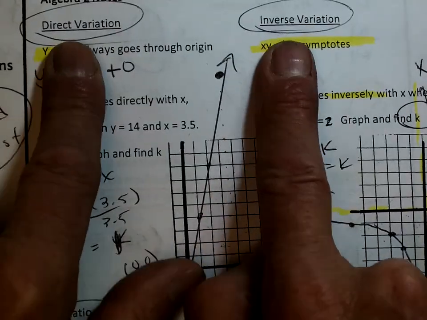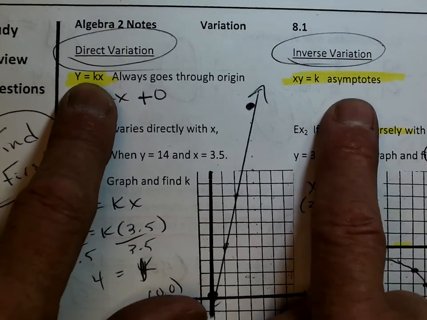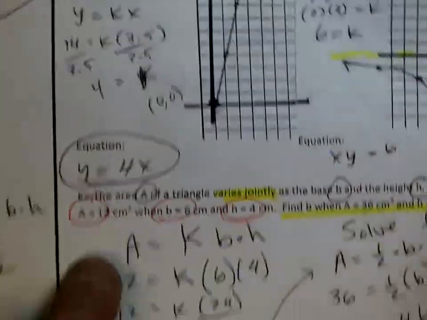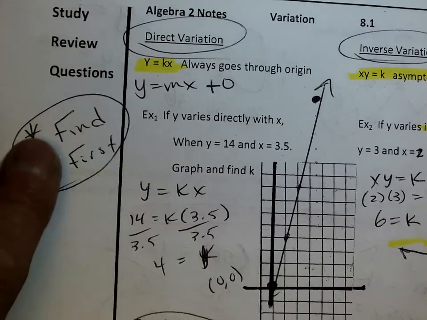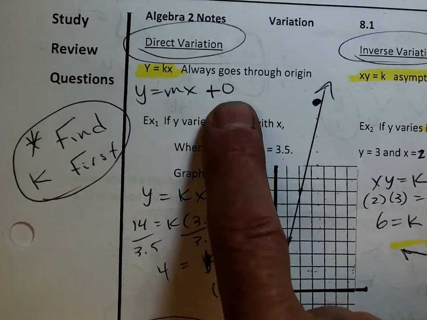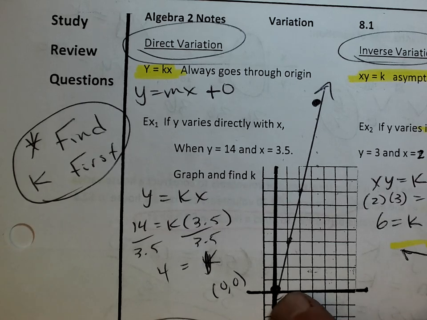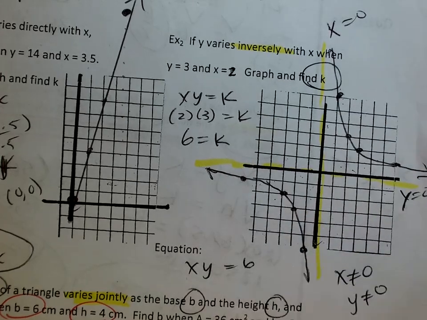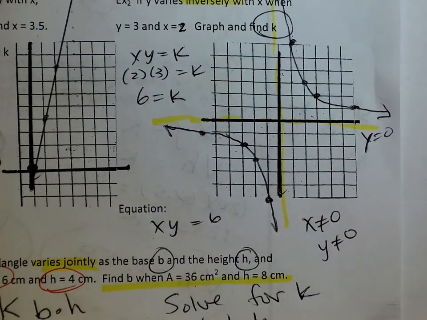Look for the words, okay? Direct variation, this equation. Inverse variation, this equation. Jointly, it's going to have 3 or more variables, okay? Always find k first. Like Tammy said, if it is a direct variation, it has to go through the origin always, and it has to be straight. If it's inverse variation, it's going to look like a hyperbola. Fancy word, a hyperbola. Write it down.